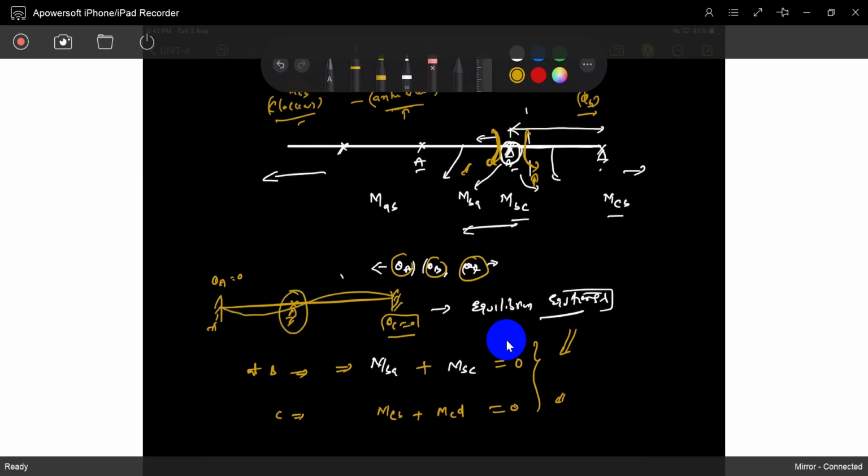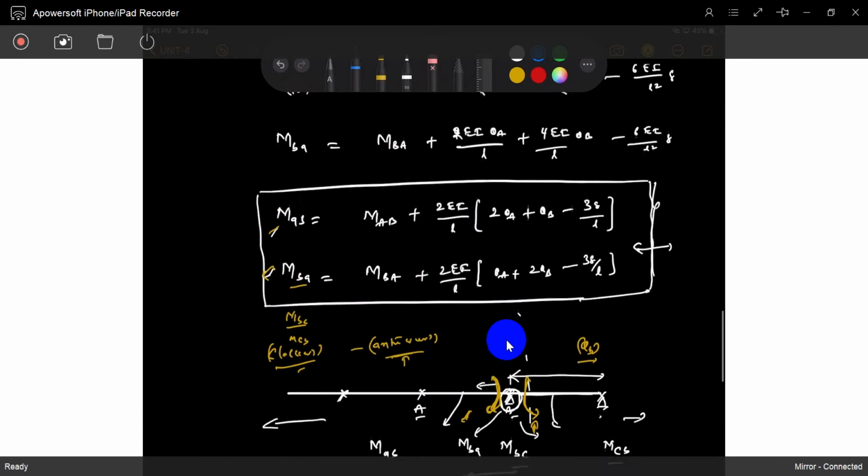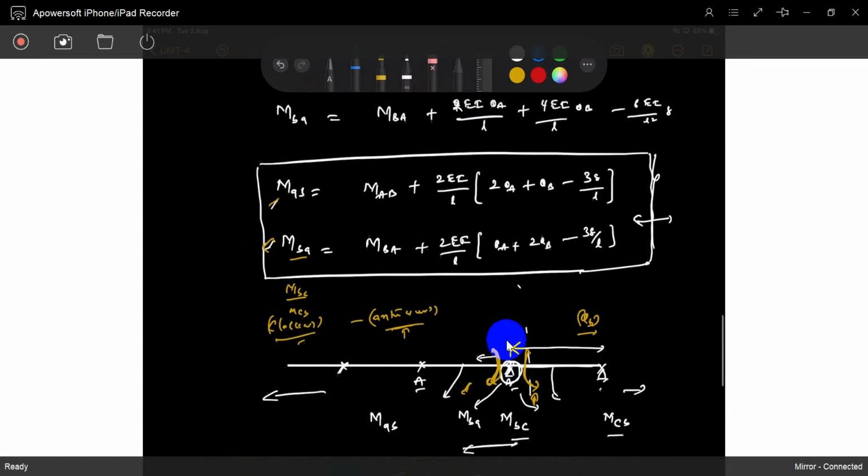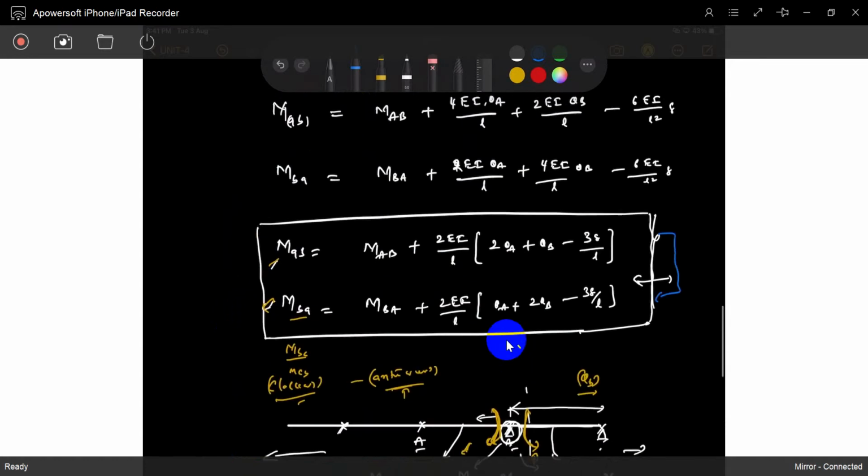Maybe it experienced like this, or due to different loading it may be experienced like this. We don't know. So it experienced only theta B. So first you have to find out theta B, theta A and theta C. Then only you can find out MA, MB, MC. So that's the procedure. These two equations are sufficient to find anything. Every type of loading, every type of problem, just one equation, everything will be solved. That's it.